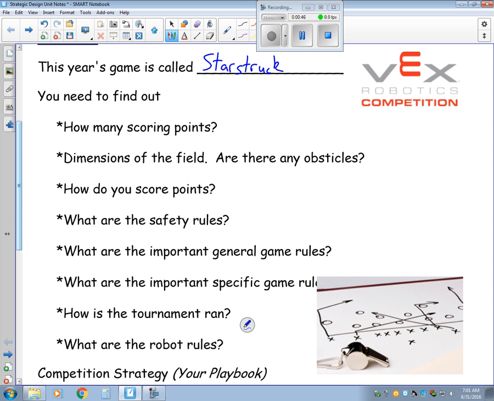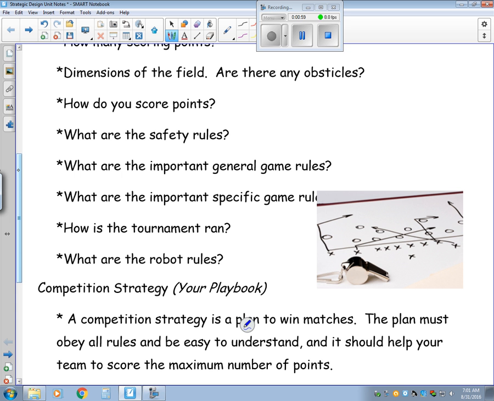First off, how many scoring points are available? I want you to know or find out the dimensions of the field, whether or not there are any obstacles, how to score points, and then what are the safety rules? What are the general game rules? What are the specific game rules? I want you to understand how the tournament is run, and what the robotic rules are.